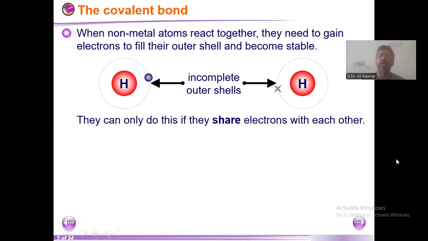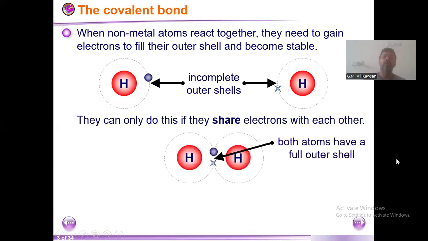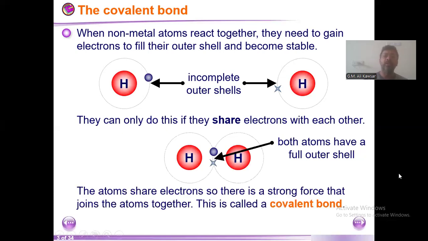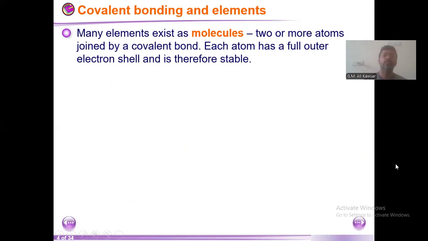I hope you understand. So basically, covalent bonding occurs by sharing of electrons. Whenever electrons are shared, that is actually covalent bonding. Let me change the slide now. Whenever two similar atoms share electrons, and in this way they form a covalent bond, that type of substance is called a molecule.